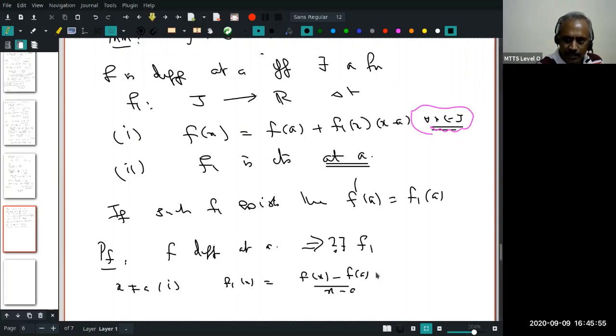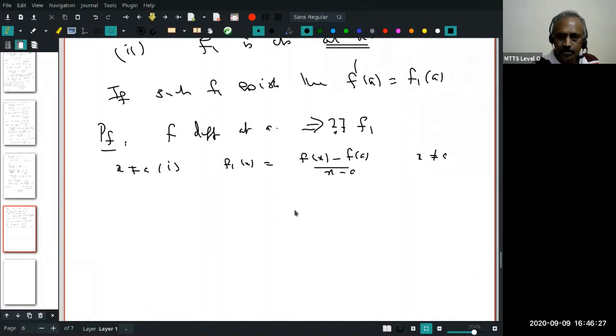Do you understand? I am working backwards. I am not simply saying define f1 like this. f1 must necessarily be this for all x not equal to a. Why? If (1) is true, then I can solve for f1 of x. How will I solve for it? If x minus a is not equal to 0, I can solve for it: (f of x minus f of a) by (x minus a). But then remember, my f1 is supposed to be defined at all points of J, but here I have defined it only for x not equal to a. So how will I define it?